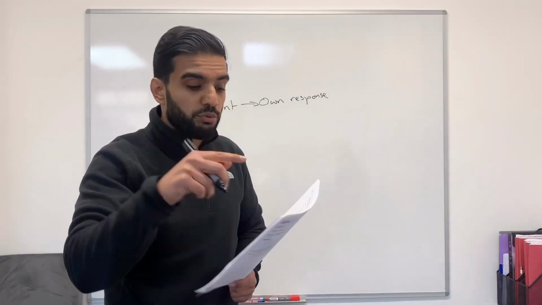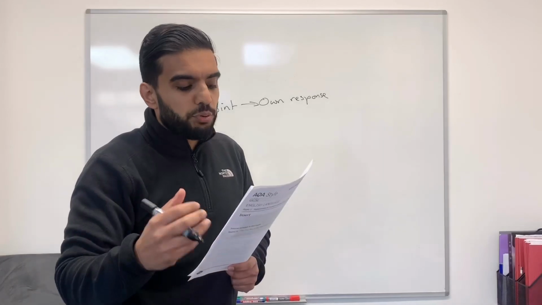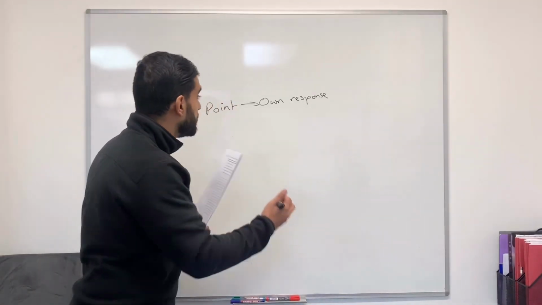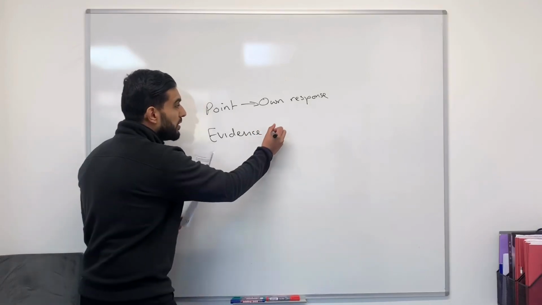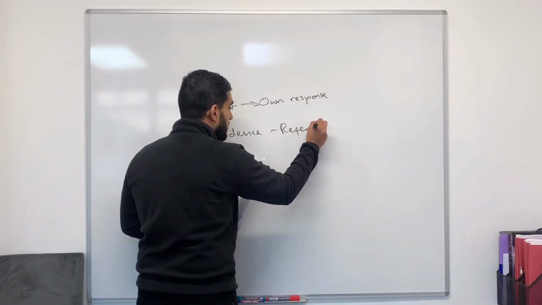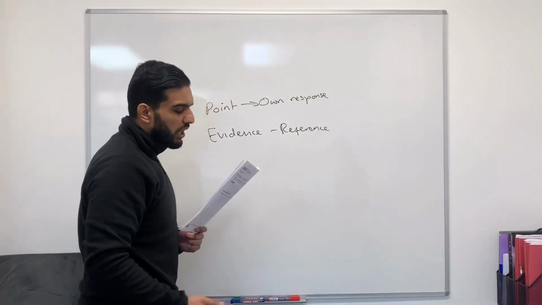Let's go to the third bullet point. It says, support your opinion with reference to the text. That basically means evidence. You must refer to the text. So you give your point and you give your evidence.